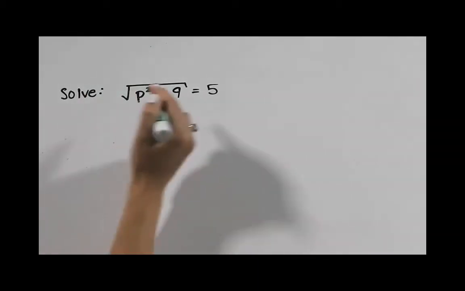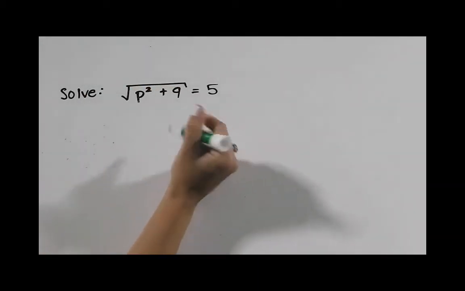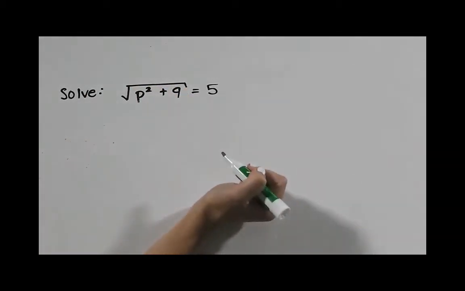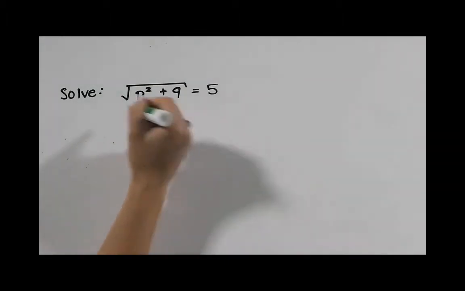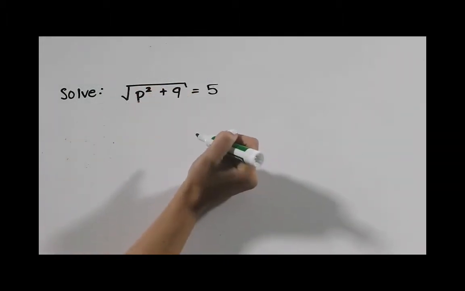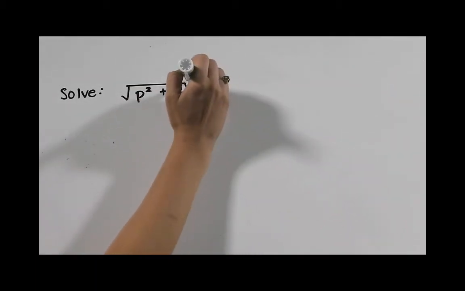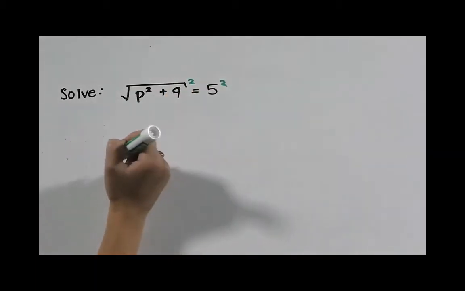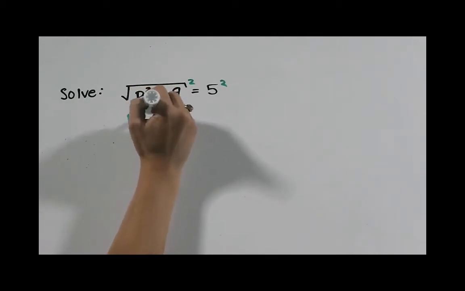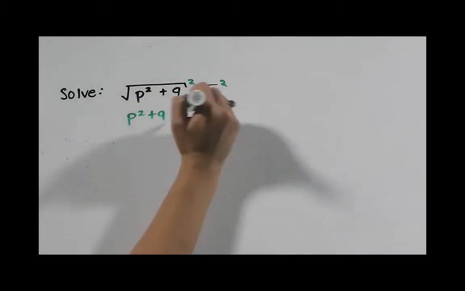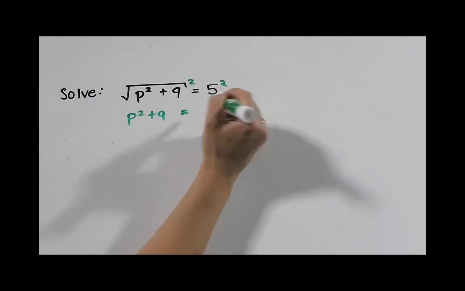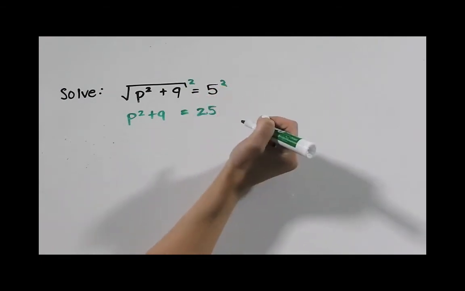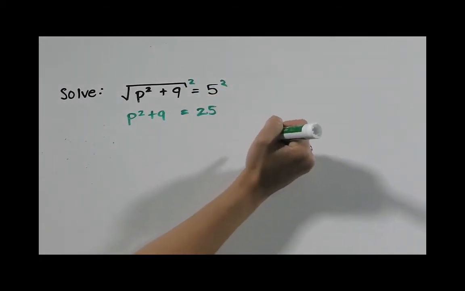So we can't just get rid of this radical sign right away by taking the square root of both of these terms. What's something else we can do to isolate this half of the equation? Well, we'd want to get rid of this square root sign, so what if we just squared both sides? Then we're left with p squared plus 9 equals 5 squared, and that's 25. Well, that's a legitimate step to take.